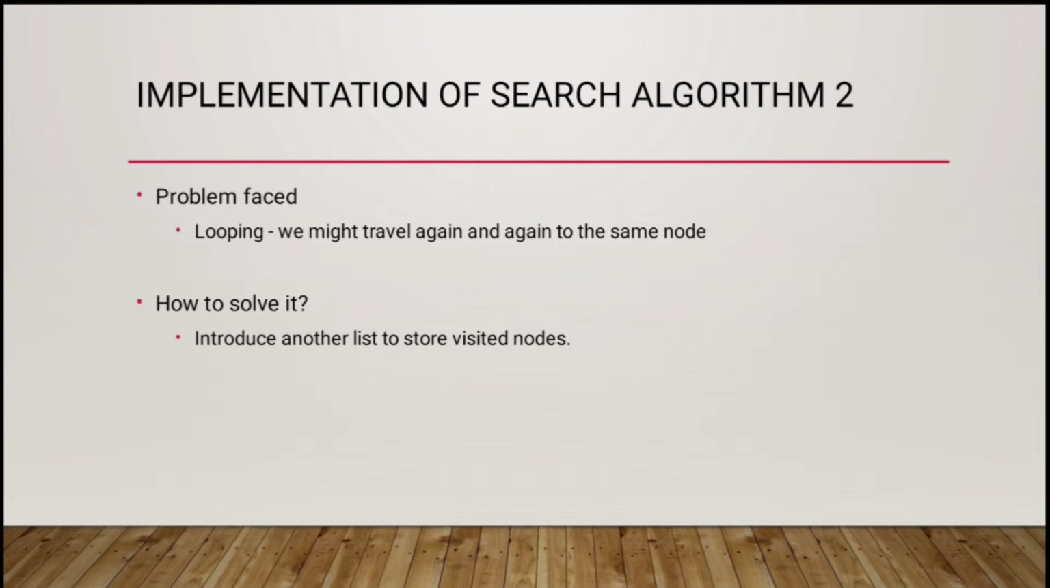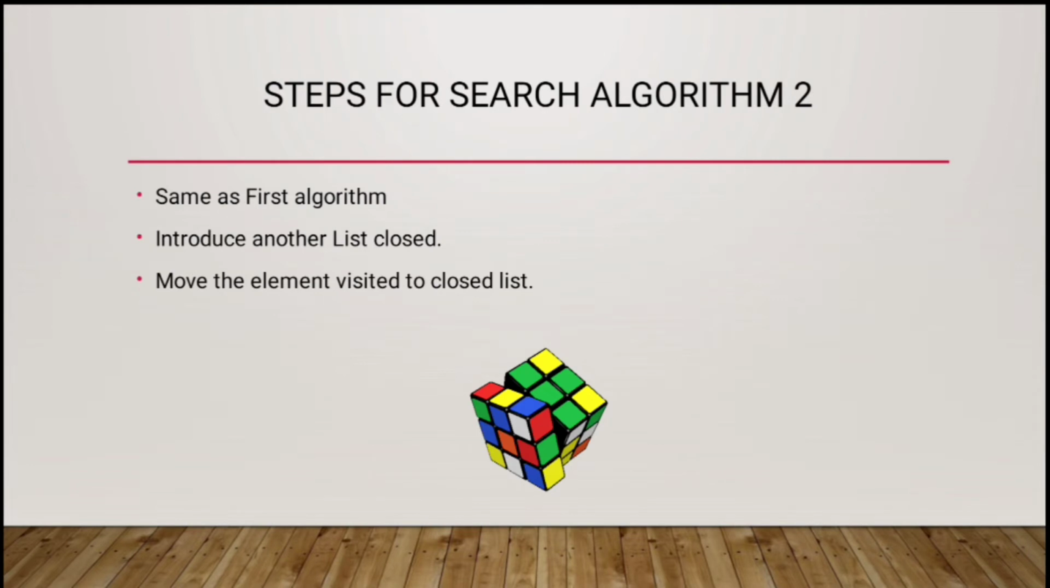As I told you already, the problem faced in search algorithm 1 is the looping form, where a node which has been visited already has a chance to be visited again. How we can solve it is by storing the visited nodes in a separate list, and making a comparison. To explain this in detail, say you have a Rubik's cube in your hand. I think we discussed this in the first session.